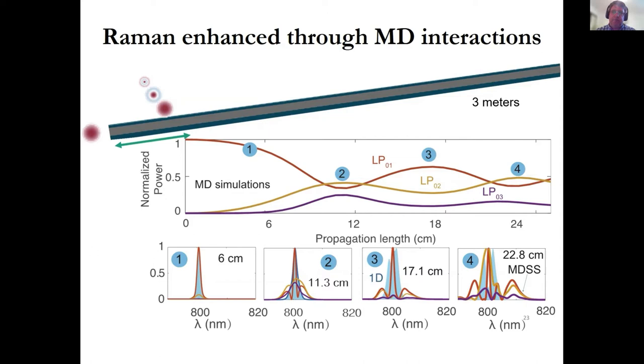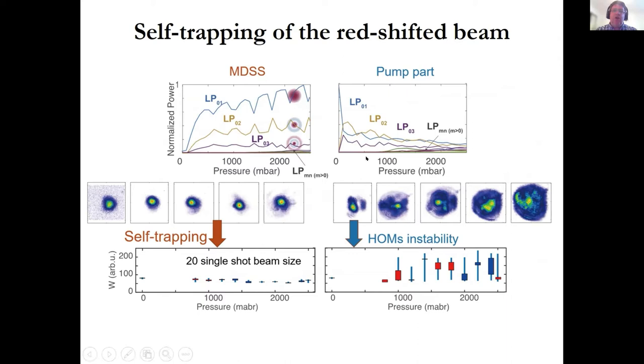And then another simulation, where we look at the population in LP01, LP02, and LP03 for the redshifted beam that we call the MDSS. We see that the beam is coupled to the LP0N family, which are well concentric beams, while the pump part of the energy rapidly goes not only into LP01, LP02, LP03, but even into higher modes. And this explains why, when we look at the spatial profile of the beam at 800, we see higher order modes, while when we look at the MDSS, and experimentally we see it also, a very clean beam profile at the output of the hollow fiber.